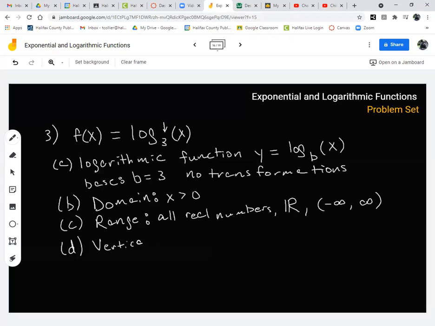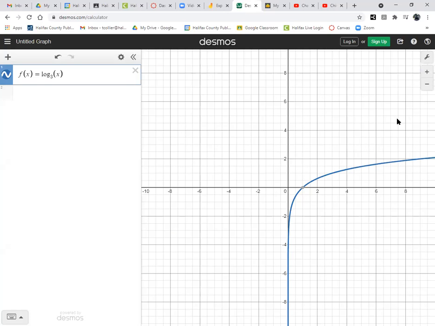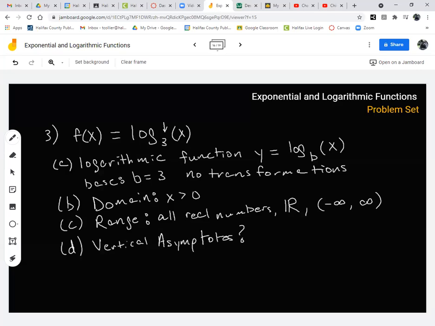Okay. The next thing is vertical asymptotes. Does this function have any? Well, let's look at the graph. So looking at the graph, it appears that the graph does have a vertical asymptote, and it's going to be the y-axis. And the way we write that is x equals 0. So we're going to have x equals 0.